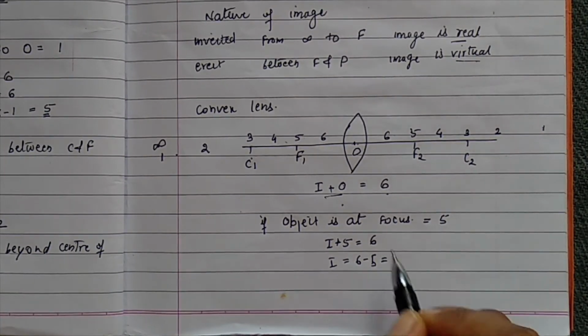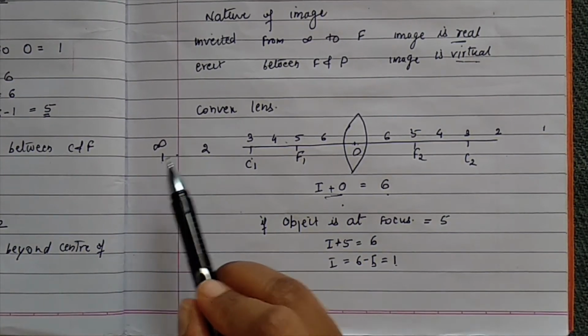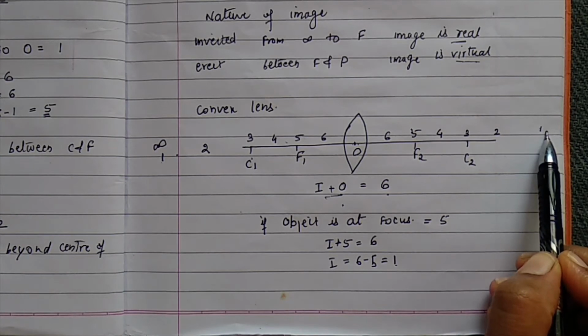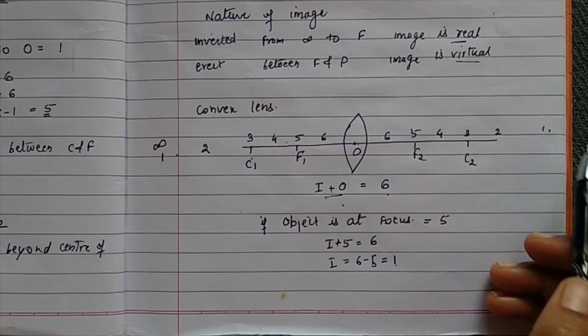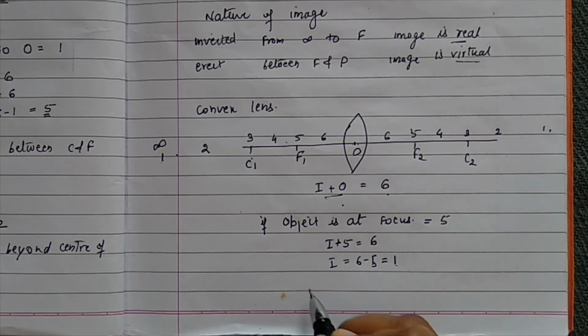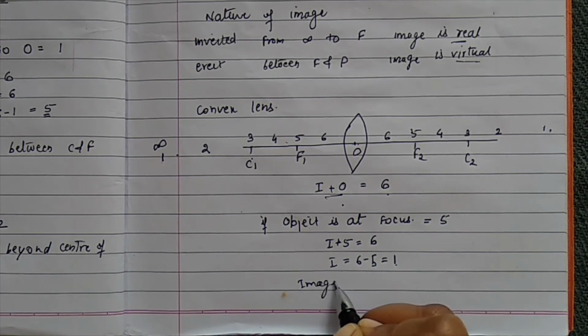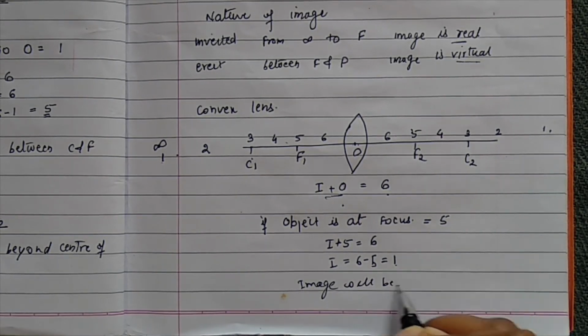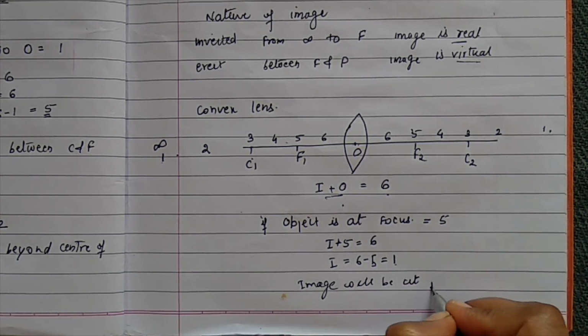So 1 means not this side 1, it will be the other side. Because it is a lens, it will make the image on the other side of the lens because of refraction. And in the mirror, the image is formed by reflection. So the image will be at infinity.